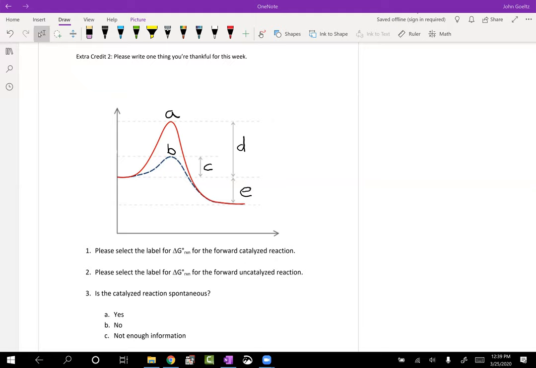So it says, please select the label for Delta G, and by that, this is Scantron, so it means bubble in the letter, for Delta G of the reaction for the forward catalyzed reaction. So forward means it's going from reactants to products, and which one of these is catalyzed? Is it the A or the B, well, the red curve or the dashed blue line?